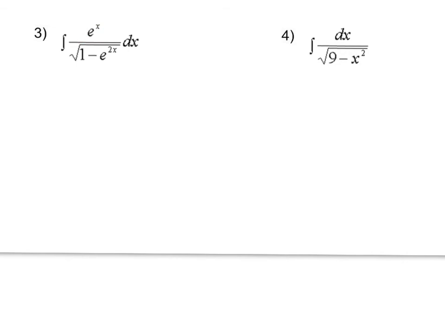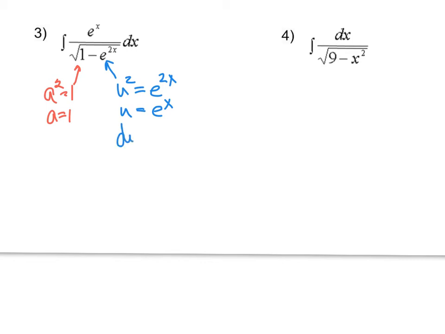So instead, I'm going to look at this as an inverse trig function and say that my a squared is equal to 1, so a must be 1. E to the 2x is also a term squared, so that's going to be my u squared. If u squared is equal to e to the 2x, u must be the thing that I'm squaring to get e to the 2x, and that's just e to the x.